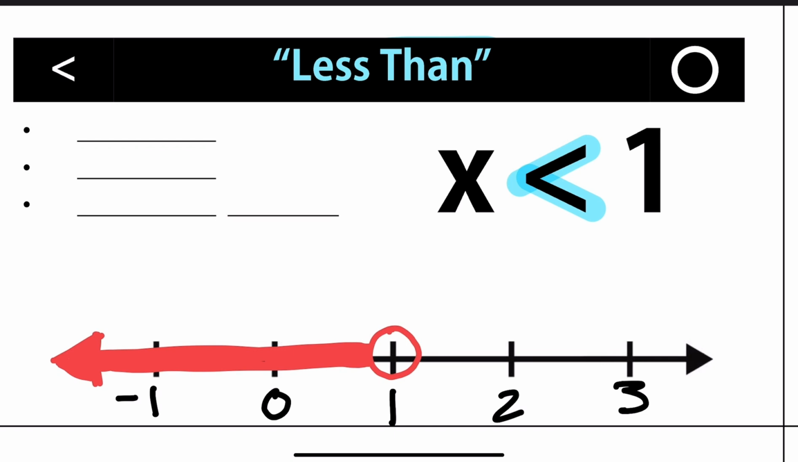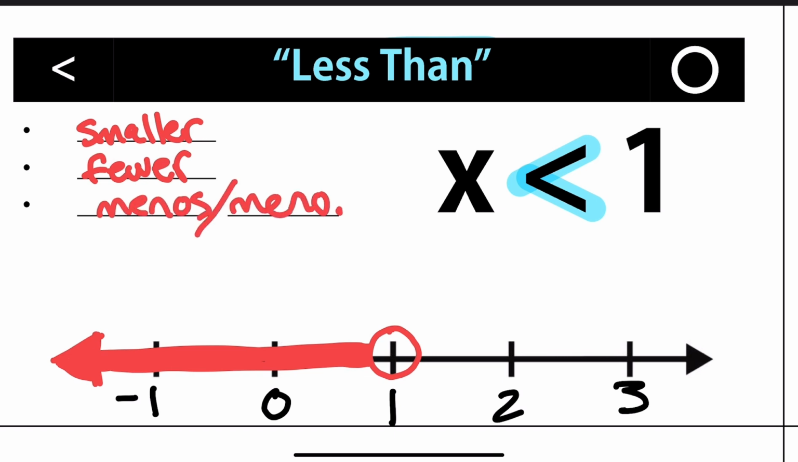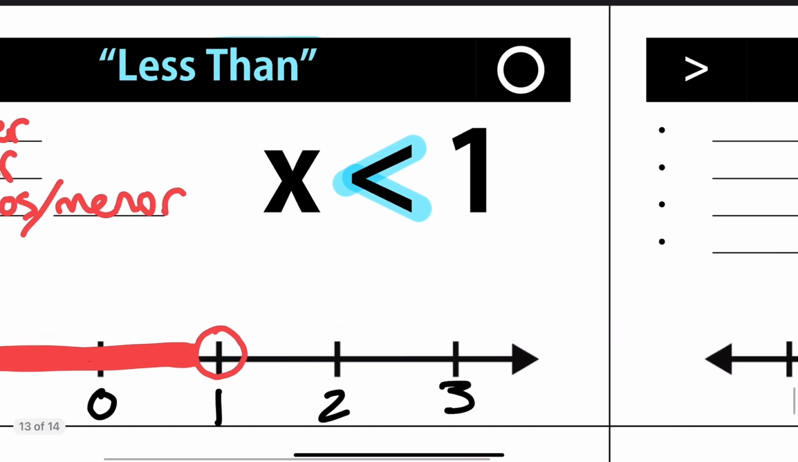Cool. So that's about it for that. We also were talking about different synonyms for less than, like smaller, or we also said fewer, or menos or menor, whichever one works. Just as long as you know that this sign means less than. That's what we were getting at. Okay, that's less than. Let's take a look at greater than, which is right over here.